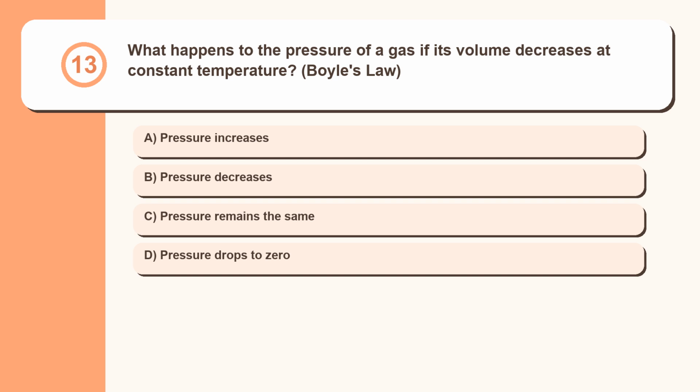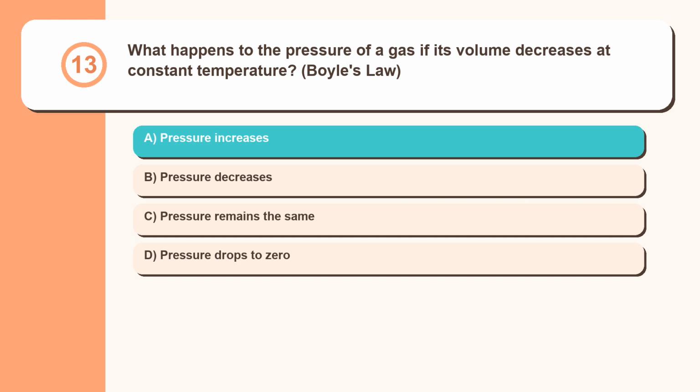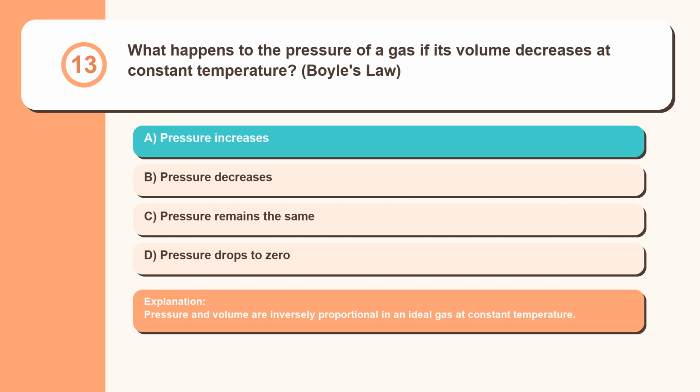Question 13. What happens to the pressure of a gas if its volume decreases at constant temperature? Boyle's law. Pressure increases, pressure decreases, pressure remains the same, pressure drops to zero. Pressure and volume are inversely proportional in an ideal gas at constant temperature.